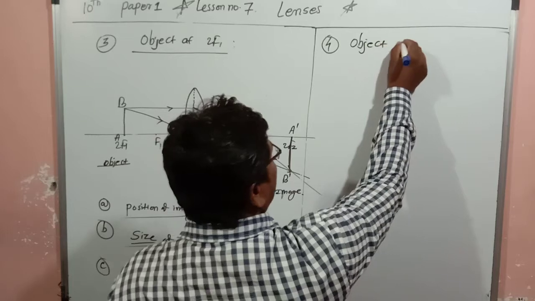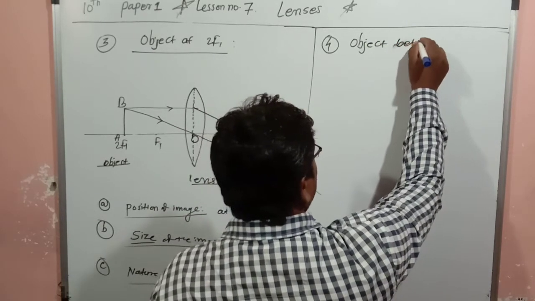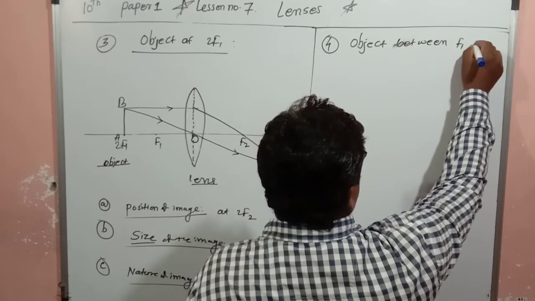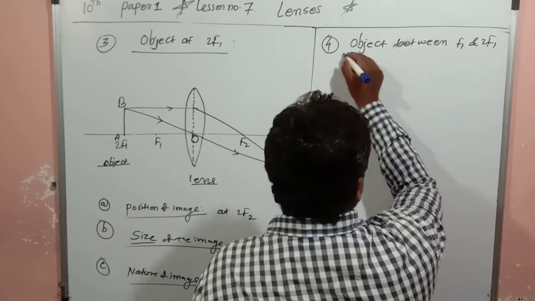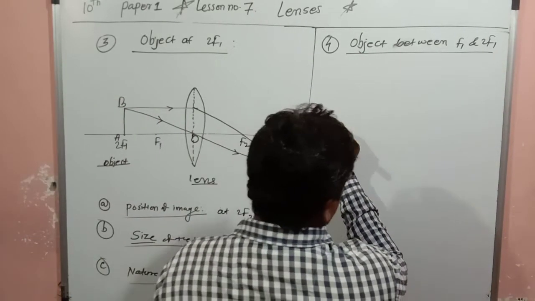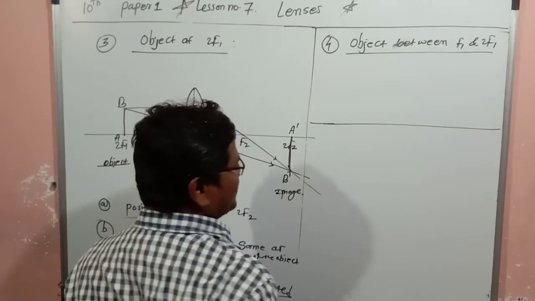Object between F1 and 2F1. So what you have to do, first you have to draw the straight line. It will be your principal axis.